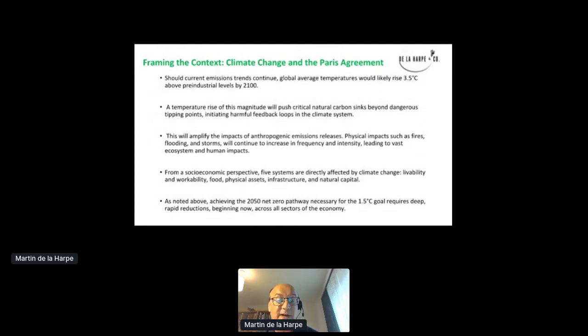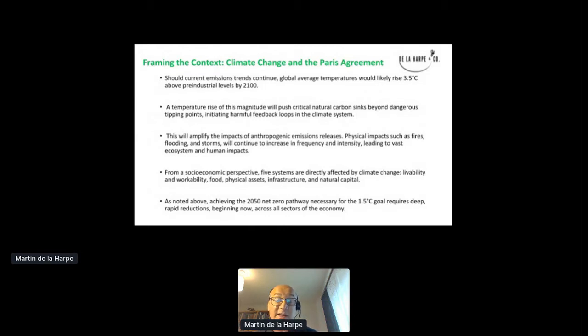Physical impacts such as fires, flooding and storms will continue to increase in frequency and intensity, leading to vast ecosystem and human impacts. From a socio-economic perspective, 5 systems are directly affected by climate change: livability and workability, food, physical assets, infrastructure, and natural capital.